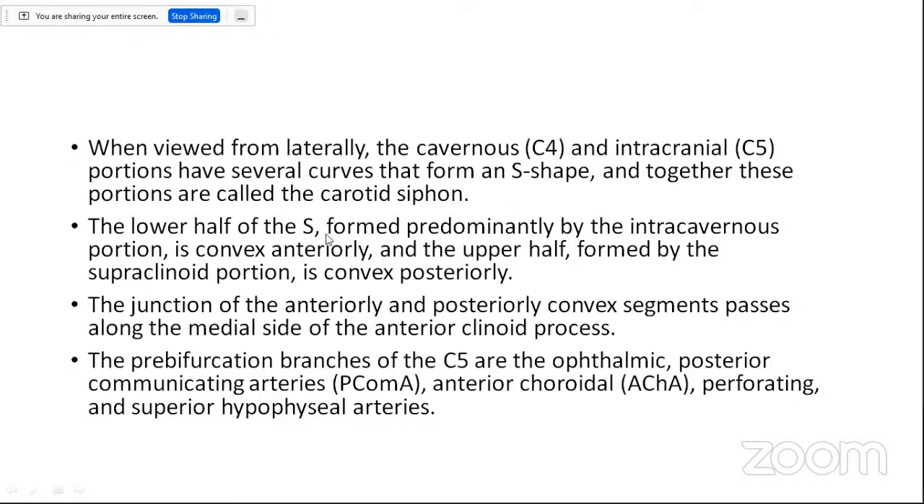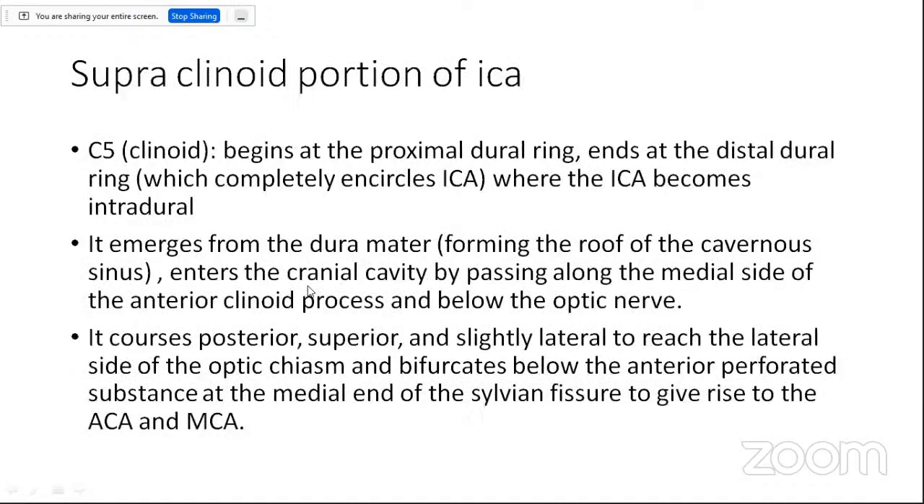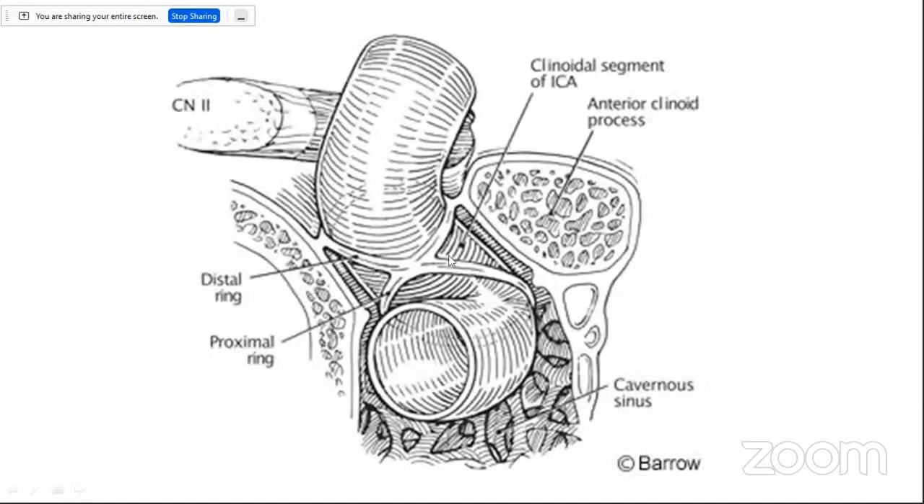When it is viewed laterally, the cavernous segment, which is C4, and the intracranial C5 segment have several curves which form an S shape, and together these are called the carotid siphon. The lower half of the S, which is formed predominantly by the intracavernous segment, is convex anteriorly, and the upper half, which is formed by the supraclinoid portion, is convex posteriorly. So if we see in this diagram, this half, which is formed by the cavernous segment, is convex anteriorly, whereas this half, which is formed by the supraclinoidal or the C5 segment, is convex posteriorly.